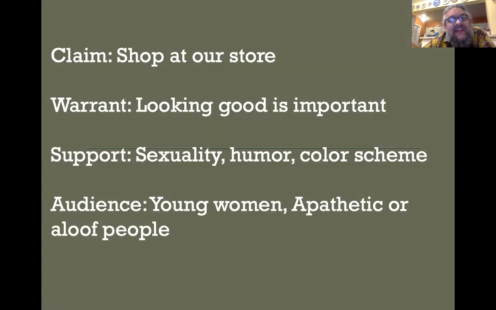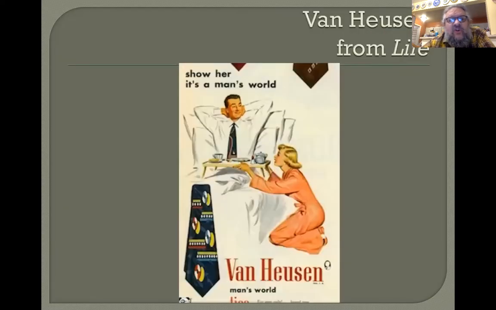Now, this last ad we need to take a look at is really old. This is from the late 50s or early 60s. It's for ties, Van Heusen ties. There you go. "Show her it's a man's world." Van Heusen, man's world ties. We have a tie on the guy's neck. We have a tie on the side towards the bottom.